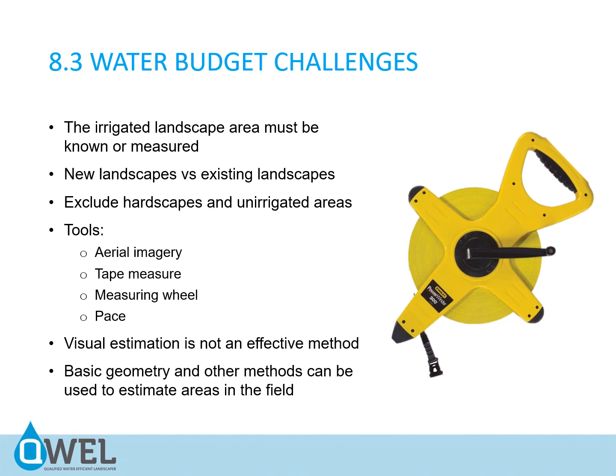So you can use basic geometry, and other methods can be used to estimate the areas in the field. If you're not really sure how to measure an irregular shaped area, you can Google that and look it up. But breaking things down sometimes, an entire area into smaller shapes, you may have some triangles that you can measure off and then add them to rectangles to come up with the entire area that you're working with.